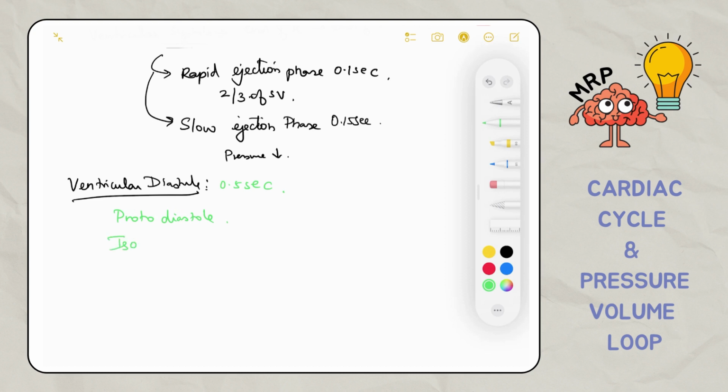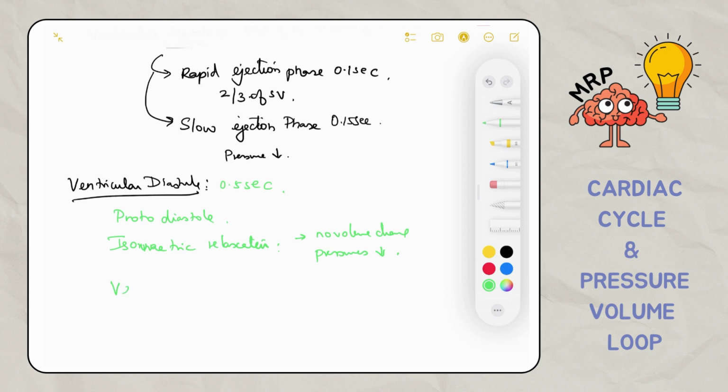Next you have the isometric relaxation. Here, in the initial part of the ventricular diastole, the intraventricular pressure usually drops and the ventricular muscles continue to relax without any change in the intraventricular volume. No volume change, but pressure drops.